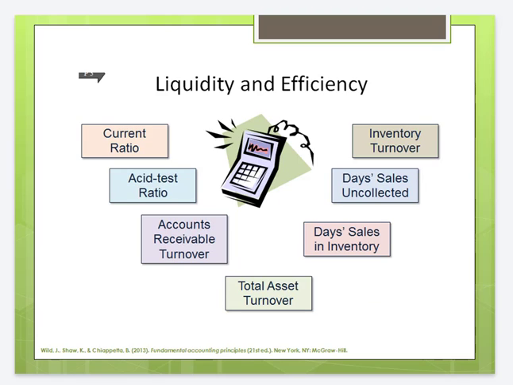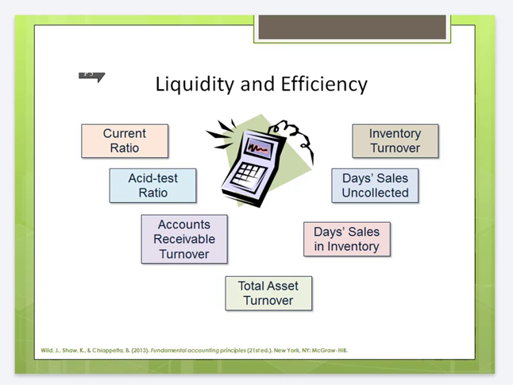Let's start with liquidity and efficiency. Liquidity basically refers to a company's ability to pay their short-term debts as they become due. So when we're thinking about liquidity, we're really thinking about cash flow. We want to make sure that the company can generate enough cash that they're going to be able to pay their bills as those bills become due.